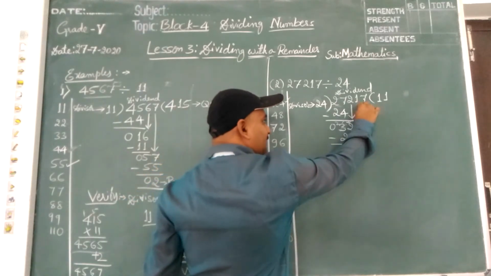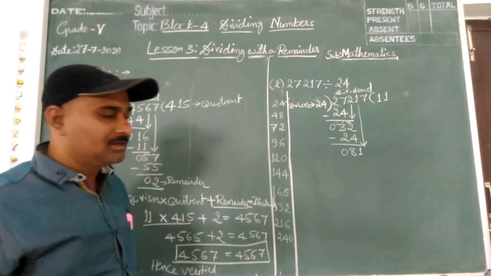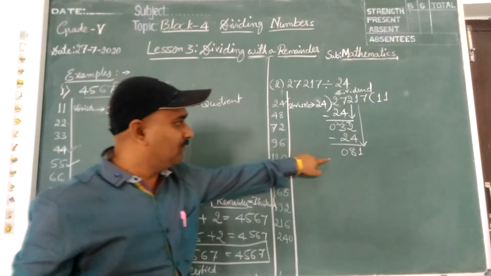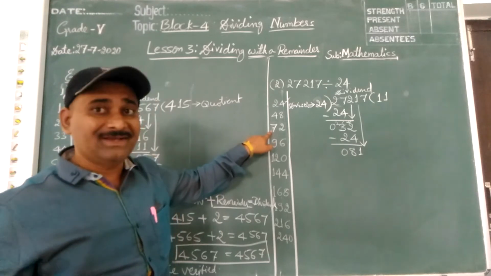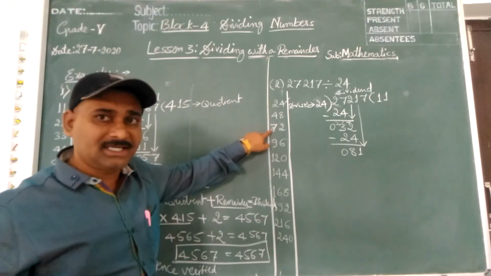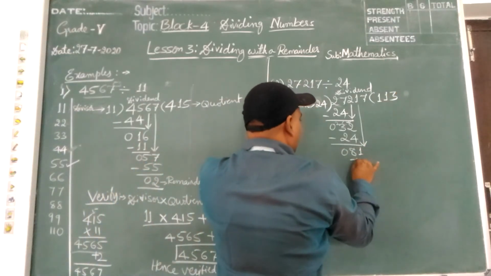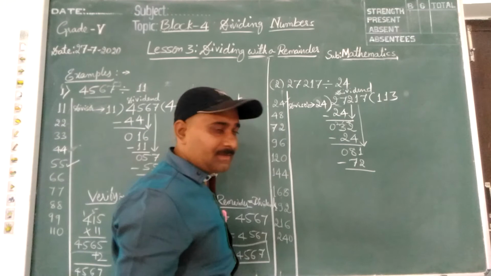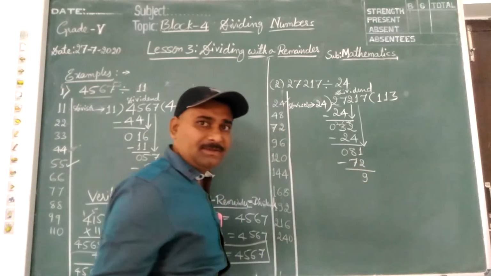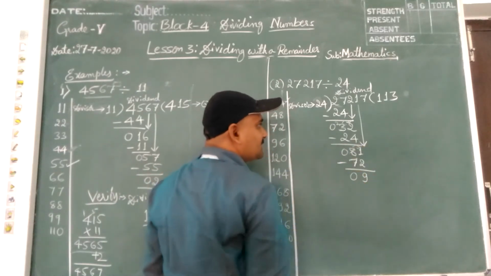So take the next number, 1. 81. See where 81 is possible. 96 will be too big, so 72 we can take. How much? 24 3s are 72. Subtract, children. 11 minus 2 is 9. So 1 borrow is taken. This is 7 minus 7 is 0.